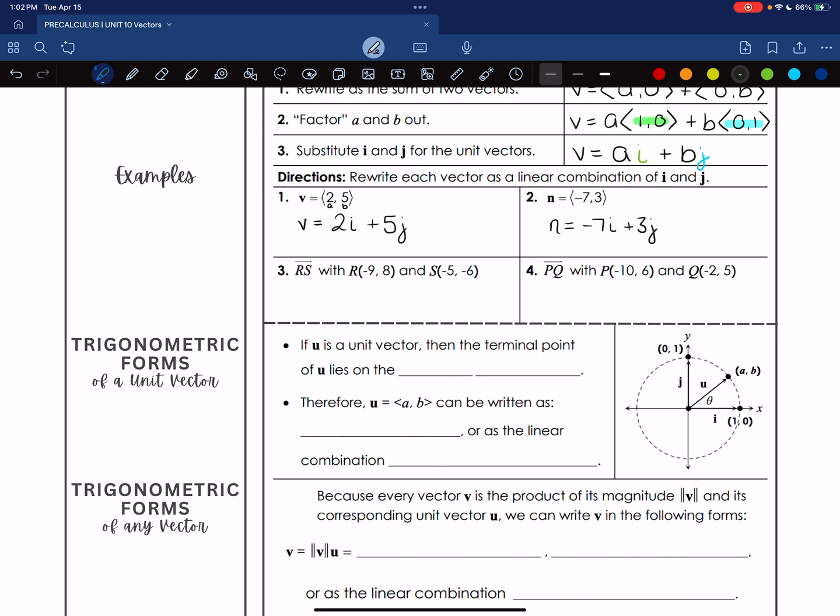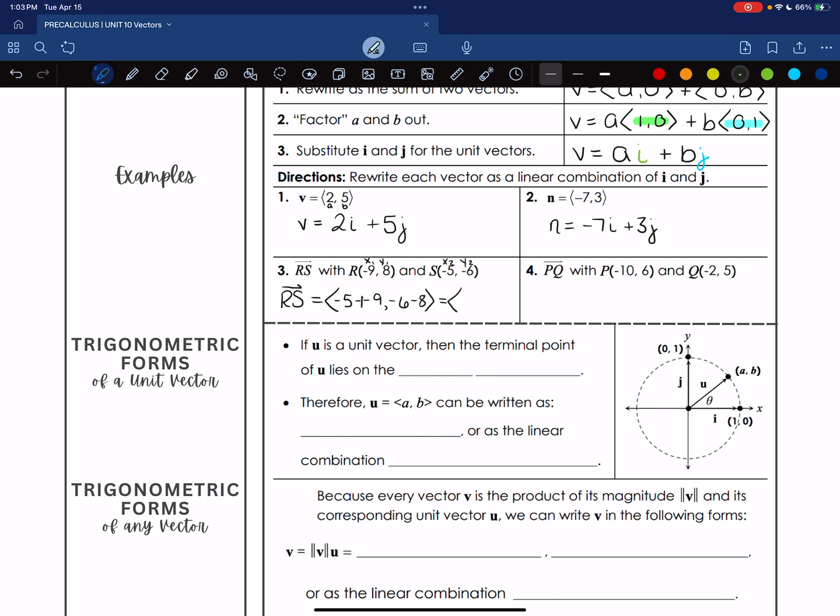What if instead we have a vector like we do in 3 and 4, where they are giving us the initial and terminal points? Well, what we'll want to do is rewrite vector RS. First, we'll do it in component form. So let's label this x1, y1, x2, y2. And so that is to take your x values, which is negative 5, and subtract from that the negative 9. And the difference of your y's, negative 6 minus 8. What's that going to be?